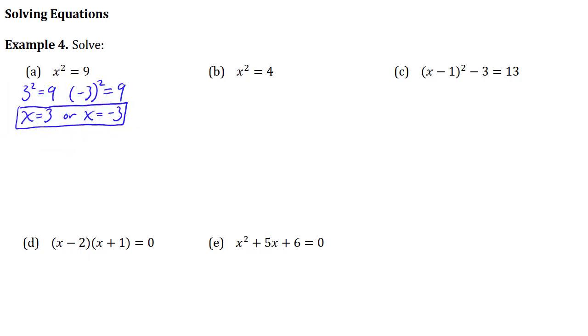All right, what if you had something more complicated, like for part C or D or E? We're going to need some other tricks other than just looking at it and thinking about what works. And the trick, at least for problems like this, when you have something squared equals 9, is you can take the square root of both sides. So that's the method we're usually going to use. I'm just going to write this out again. x squared equals 9. So the square root cancels out with x squared.